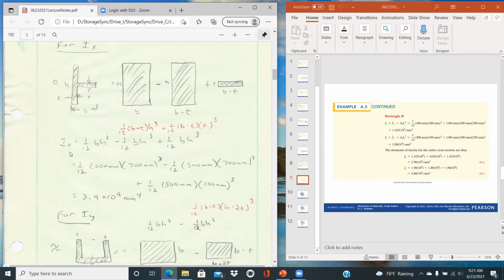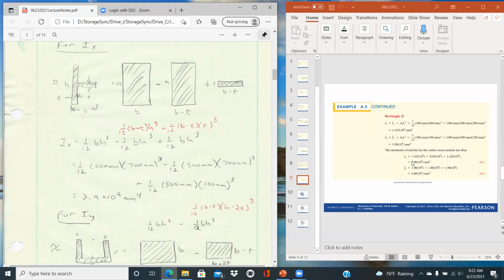And when I did this originally, I was just saying bh cubed over 12 and not really specifying what each one of these bases were. So I put that in here, that for the second one, that base would be b minus t as defined. And for this third one, the base would be b minus t and the height would be t. And so just plug in the values for that, and you end up with the same value for the area moment of inertia about the x direction, 2.9 times 10 to the 9th millimeters to the 4th.